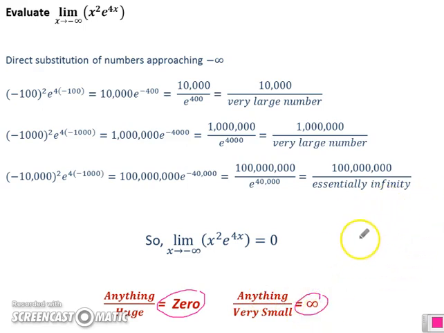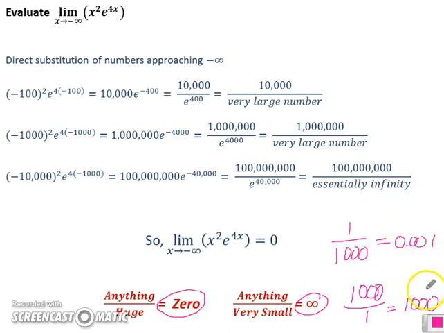So just think about having the number 1 divided by 1,000. Well, that's 0.001, one thousandth. But what if it was 1,000 divided by 1? Well, now that's a big number. Those are just easy ones to think about, but just remember that if you have something huge over something small, you end up with infinity. Something small over something huge, you get zero.